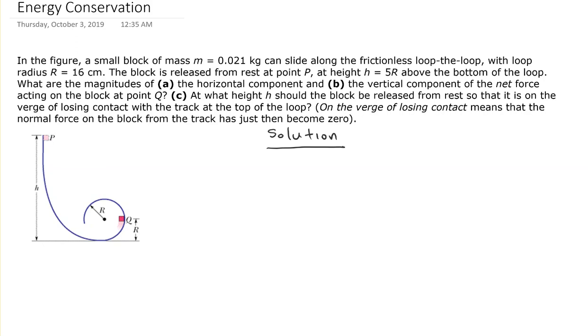What are the magnitudes of A, the horizontal component, and B, the vertical component of the net force acting on the block at point Q? C, at what height h should the block be released from rest so that it is on the verge of losing contact with the track at the top of the loop?